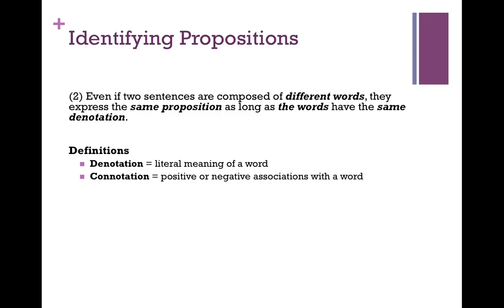And we see this with a lot of words. One word will have certain positive associations, another word might have negative associations. When we talk about these positive or negative associations, we're referring to the connotation of a word. Now, when we're trying to identify the proposition that a certain sentence expresses, we focus on the denotation of the word. What we try to do is ignore any positive or negative associations, and we determine whether two propositions are the same just in case they have the same literal meaning.